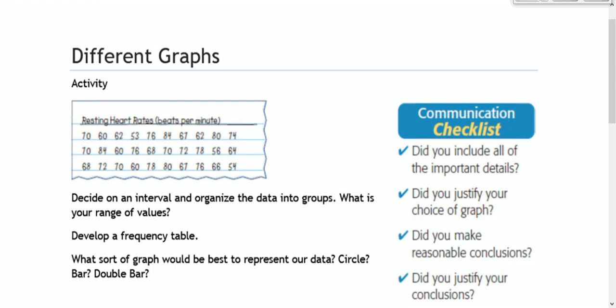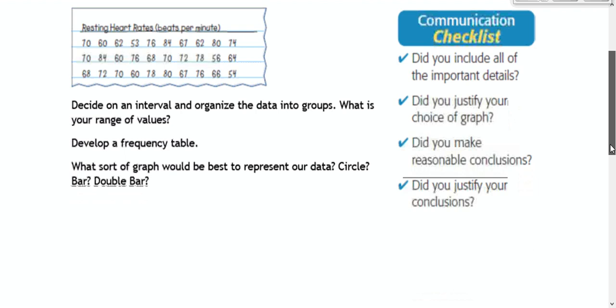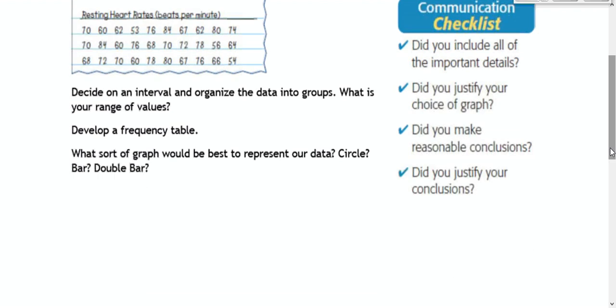We're going to walk through this together, really get some practice, really refresh some of those younger skills that we have. So we have here a set of data of resting heart rates in beats per minute. So 70 beats per minute, 60 beats per minute, and so on. We need to decide on an interval and organize the data into groups, and what is the range of our values. We need to develop a frequency table, and we need to decide what sort of graph would be best to represent our data. So if we wanted to develop a frequency table, it is the rate of something as it occurs, but we need to develop a range first.